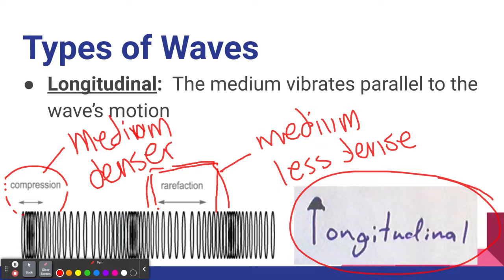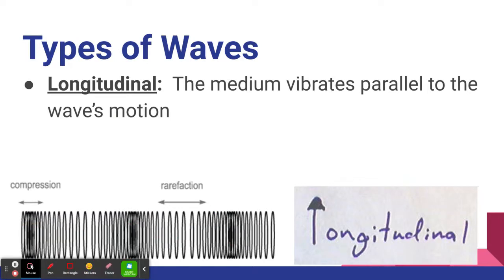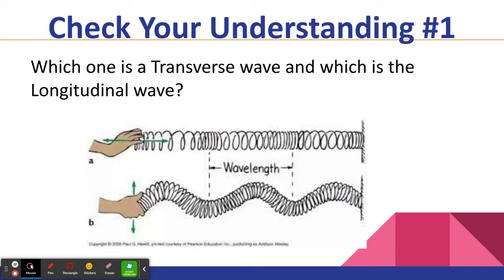So anyway, the waves are going to be moving in this direction, and so are the vibrations. As we see here, the compressions are going to move this way, and the rarefactions are going to move this way as well, parallel to the motion. So that's the difference between longitudinal and transverse.